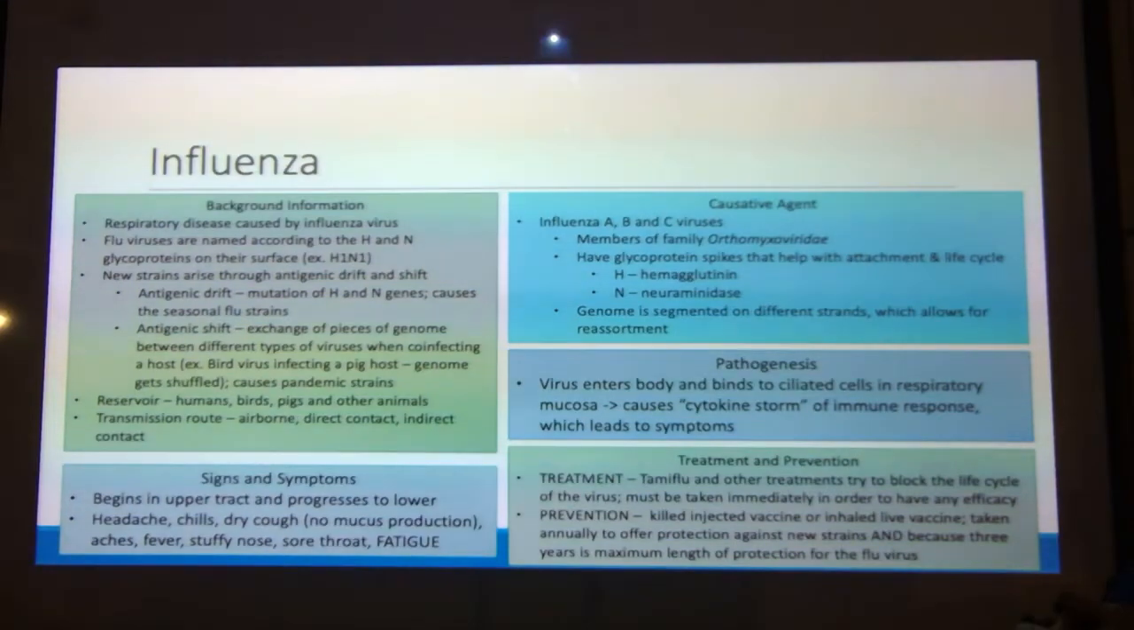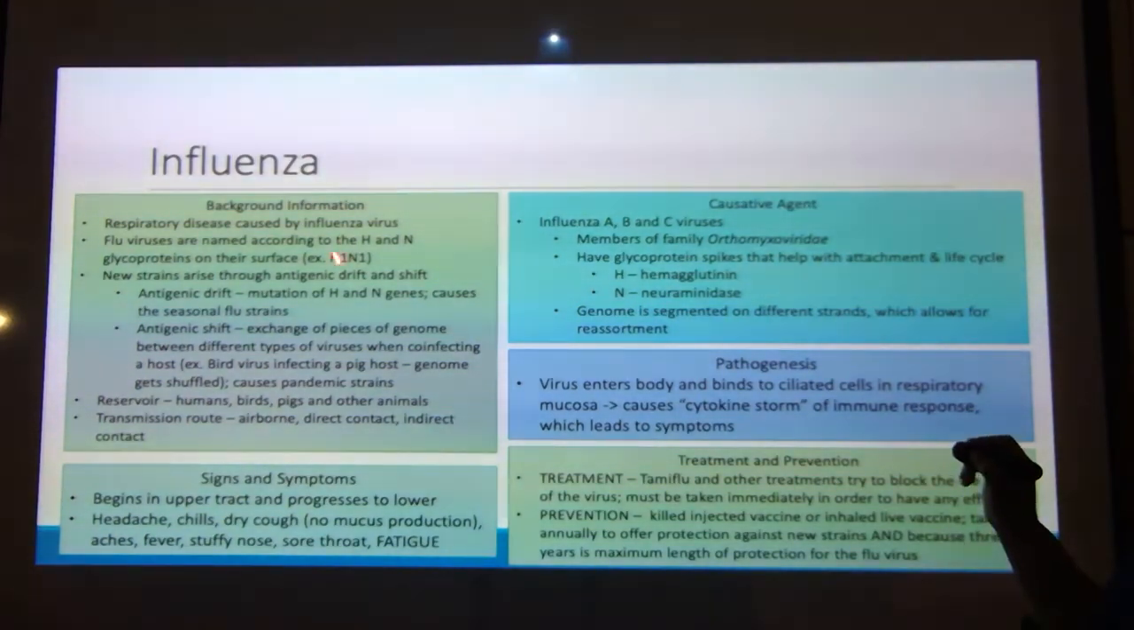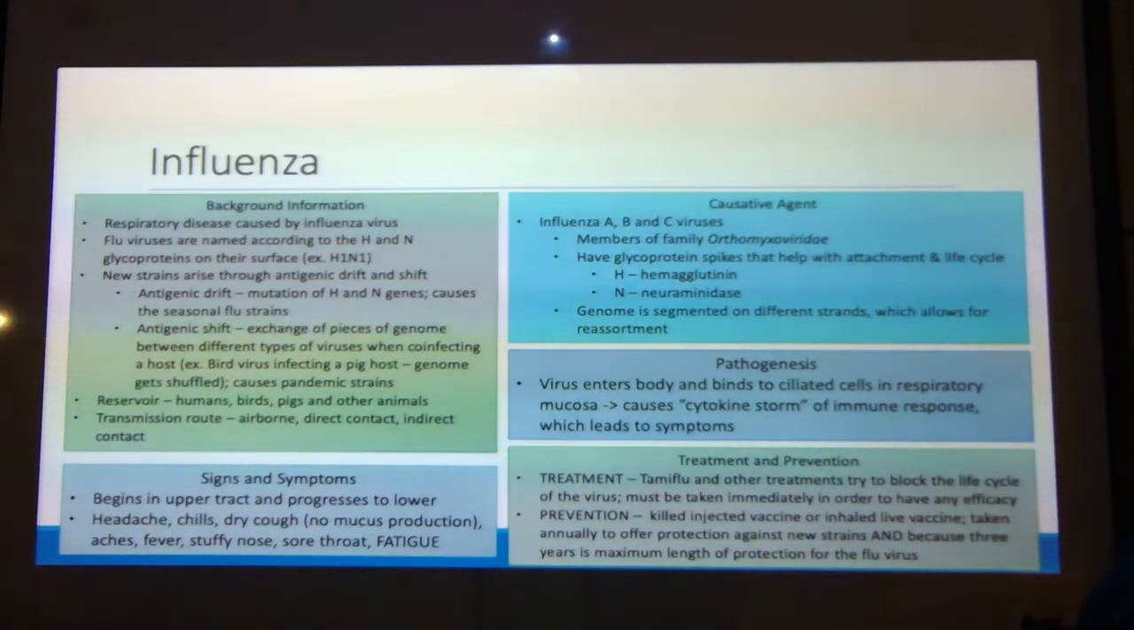Switching gears, influenza. It is a respiratory disease caused by the influenza virus. The flu viruses are named according to the H and N glycoproteins on their surface. That's why swine flu was called H1N1, because the H and the N glycoproteins were one, that specific variant. New strains arise through antigenic drift and shift.